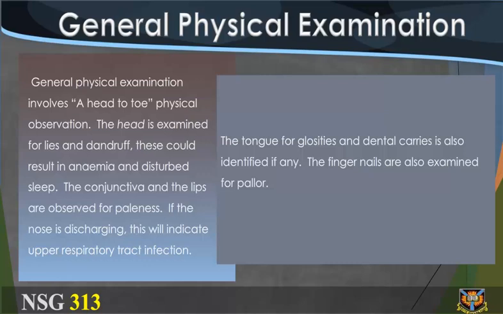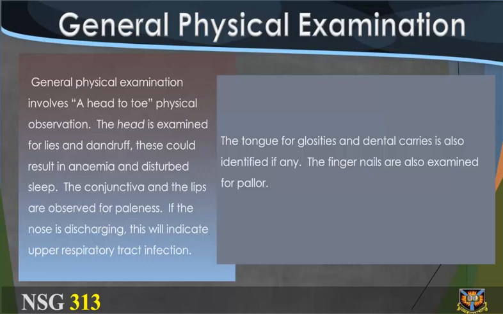General physical examination. General physical examination involves a head-to-toe physical observation. The head is examined for lice and dandruff. This could result in anemia and disturb sleep. The conjunctiva and the lips are observed for paleness. If the nose is discharging, this will indicate upper respiratory tract infection.